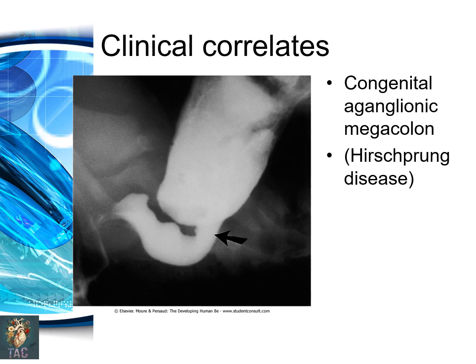So now we move on to the clinical correlates. The congenital aganglionic megacolon, also called Hirschsprung's disease. In Hirschsprung's disease, there is absence of the autonomic ganglionic cells in the wall of the large intestine, and because of this, it cannot respond to autonomic stimulus.